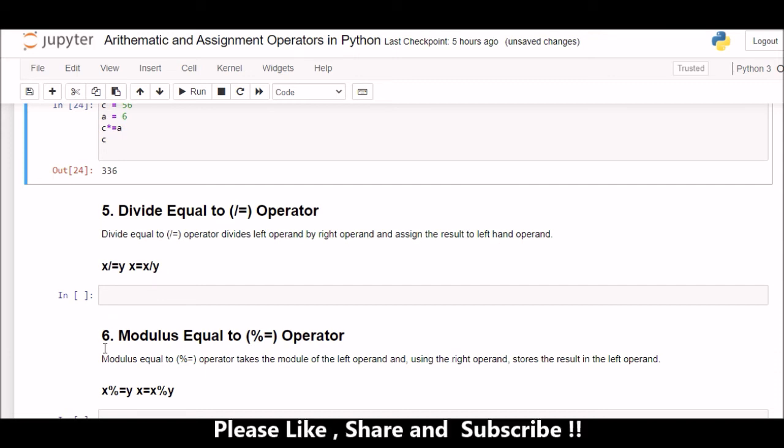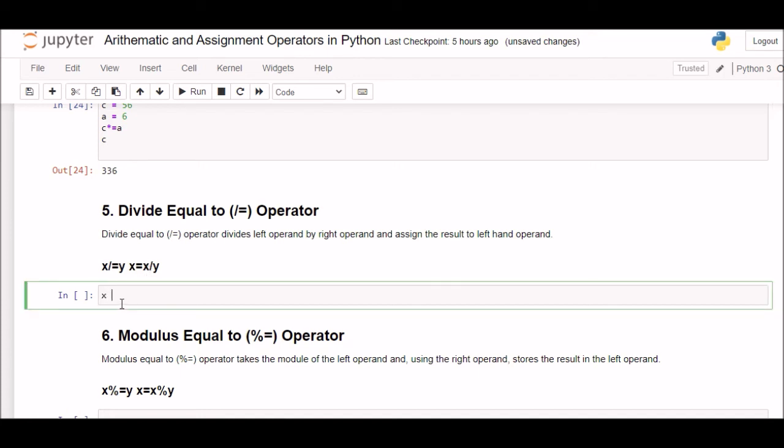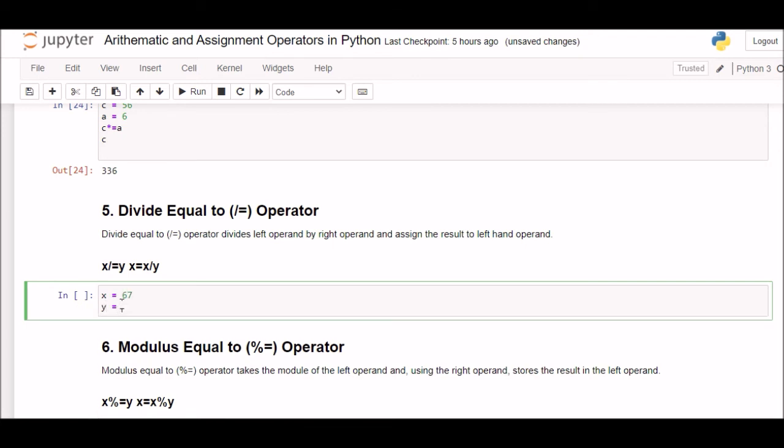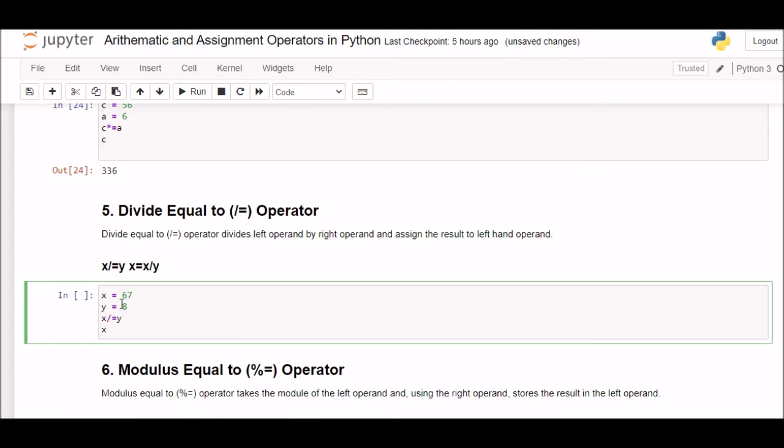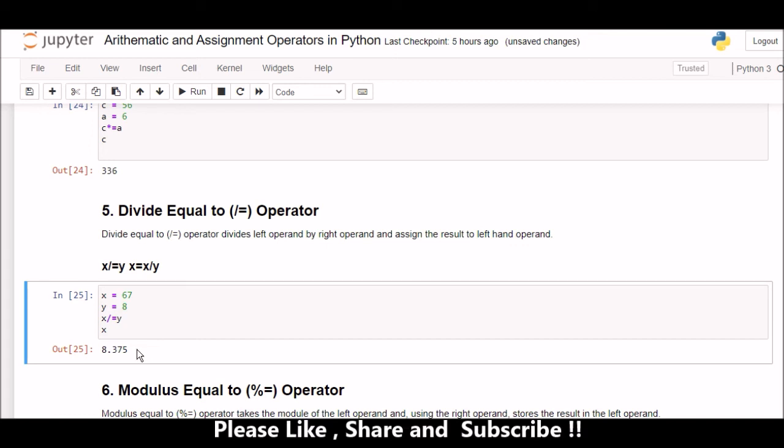The divide equals to operator divides the left operand by the right operand and assigns the result to the left hand operand. For example, x /= y is equivalent to x = x / y. Let's take an example. x = 67, y = 8. In the next line, x /= y and then x. Let's run the code. It returns 8.375. Okay, so in this way you can perform the divide equals to operator.